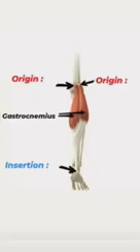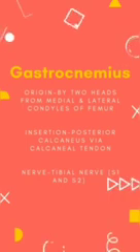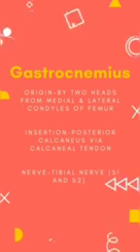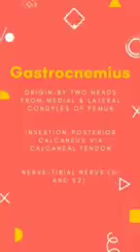Gastrocnemius. Origin by two heads from the medial and lateral condyles of the femur. Insertion posterior calcaneus via calcaneal tendon. Nerve. It is innervated by the tibial nerve S1 and S2.